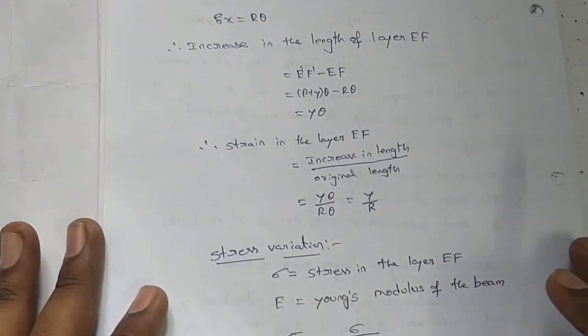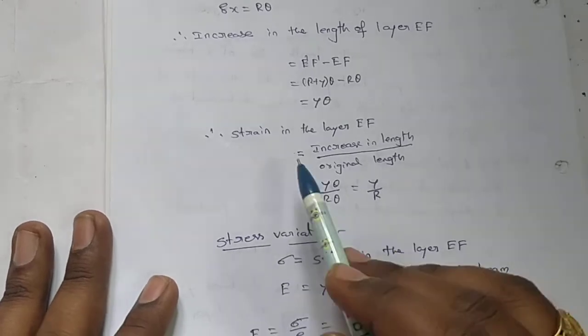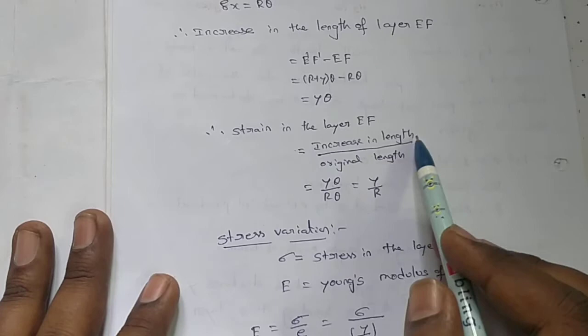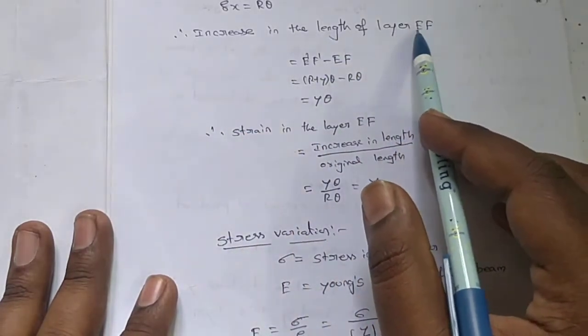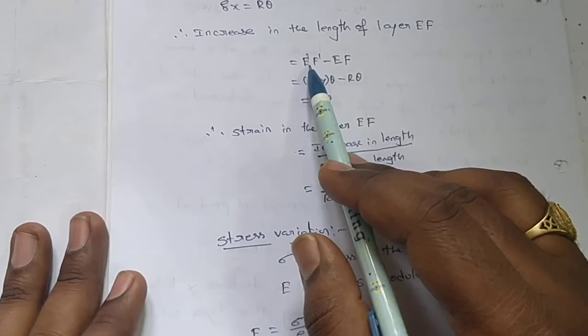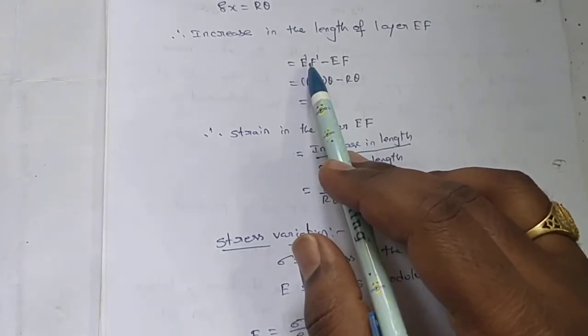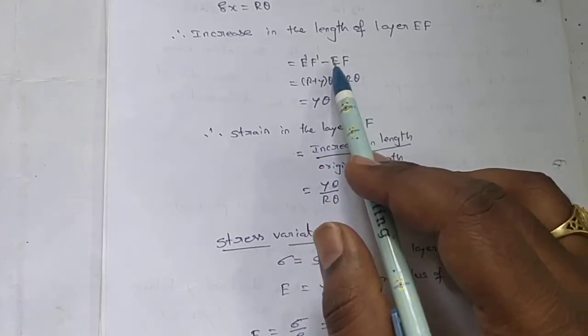Now we need to calculate the strain in E dash F dash. Strain means increase in length divided by original length. You need to calculate the increase in length, so the increase in length of the layer EF can be calculated by using this formula: final length, that is E dash F dash, minus initial length, that is EF.